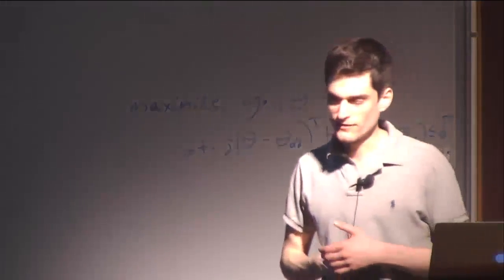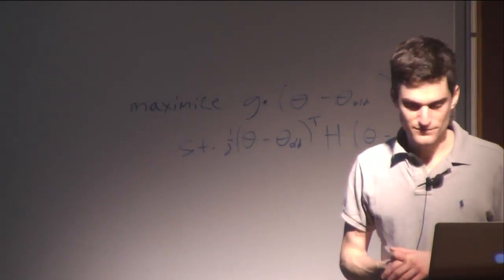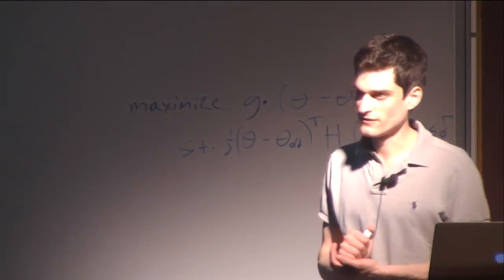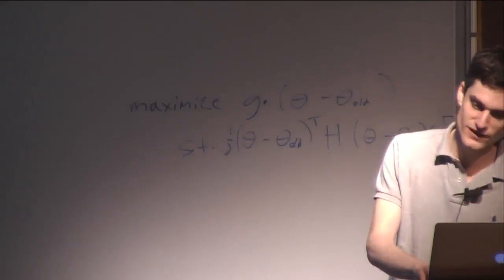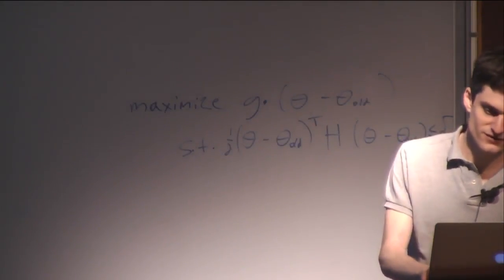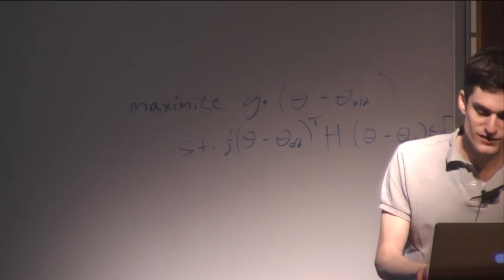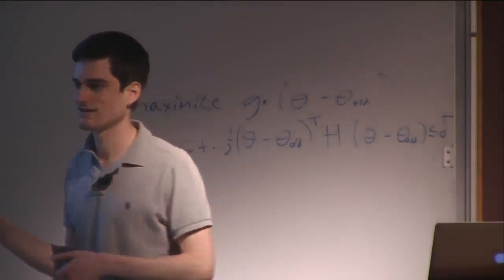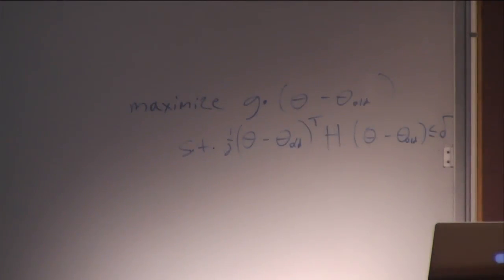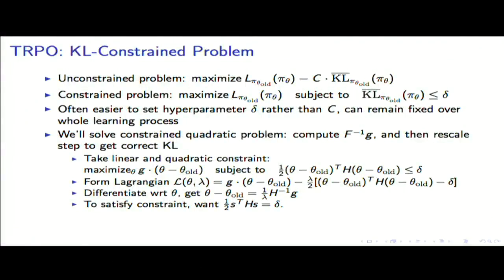So the way you solve these constrained optimization problems is you write down the Lagrangian, and the gradient of the Lagrangian has to be 0 at the solution. So we write down our Lagrangian, we differentiate it, and we get that the solution has the form H inverse G scaled by some coefficient. And that's just like we got in the unconstrained problem. So now we just have to figure out what coefficient to put in front of H inverse G so that we get the appropriate step length.